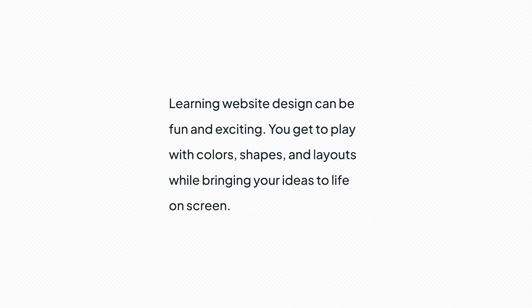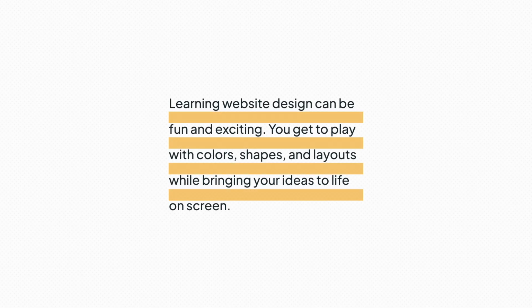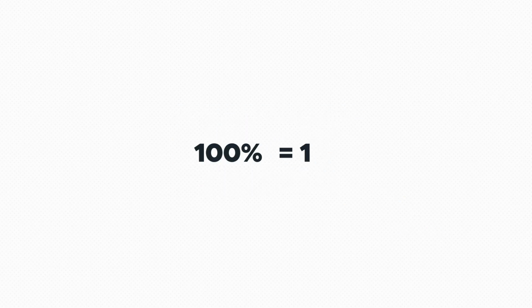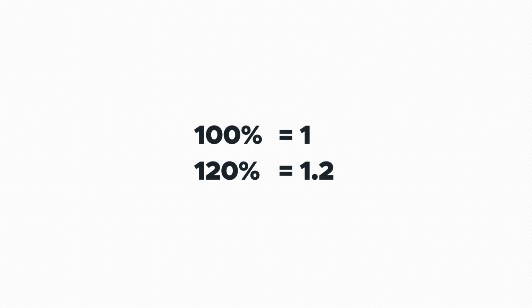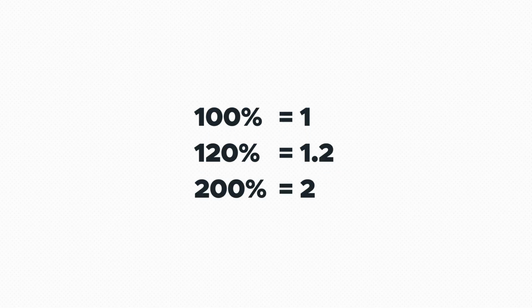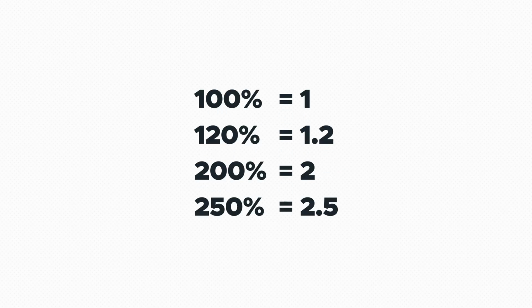In this example, we have a text with a line height value of 200%. Here's a pro tip. A line height value of 100% is also equal to 1. 120% is also equal to 1.2. 200% is also equal to 2. And 250% is also equal to 2.5. And so on and so forth.